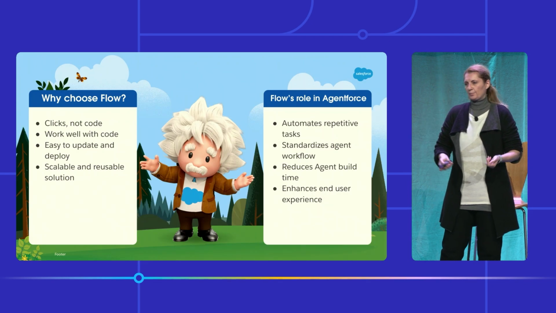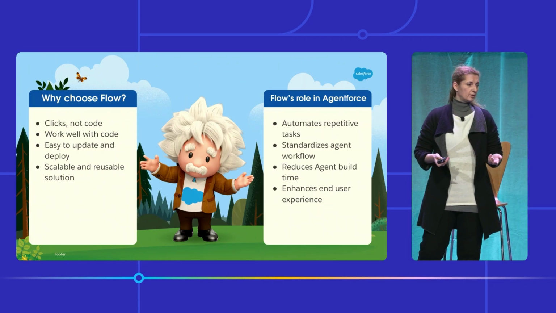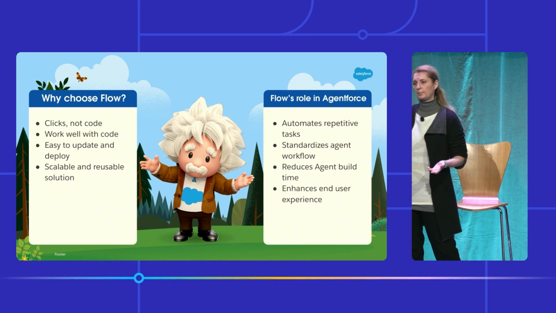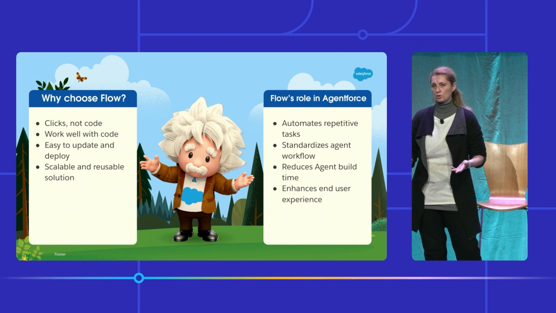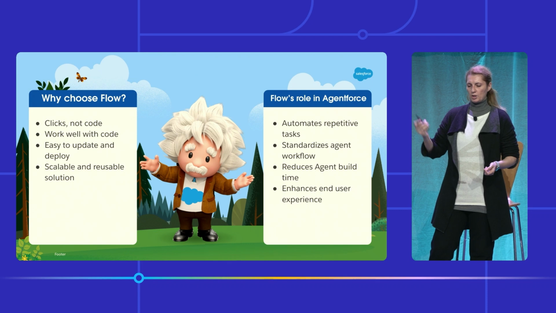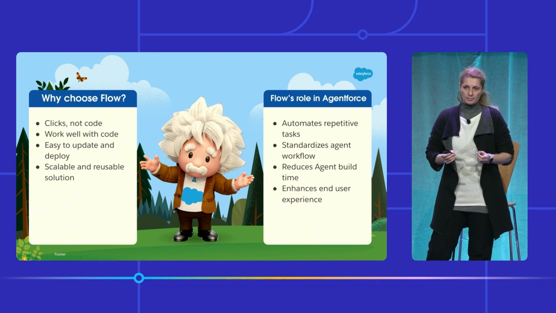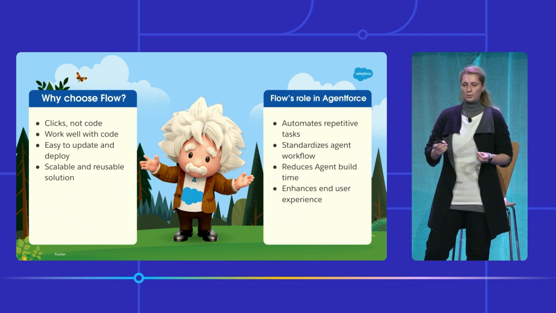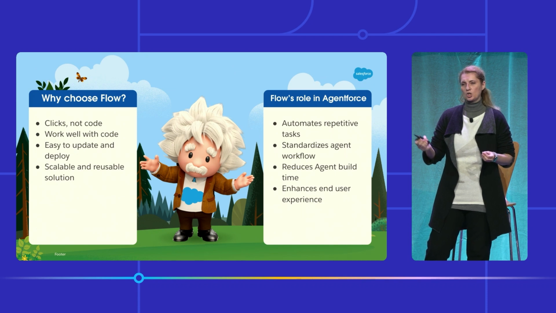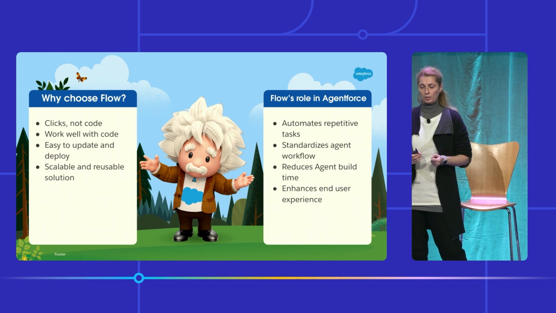So why choose Flow? As I mentioned, Flow is a declarative development tool, which means you don't have to know how to code. You can just click and build automation in a visual way. So if you're an admin or a business user or maybe a marketing automation specialist, you can use Flows to build this automation. But at the same time, Flow can benefit from code through invocable actions or Lightning Web Components, which means you can handle more complex business logic thanks to the Flow and code collaboration.